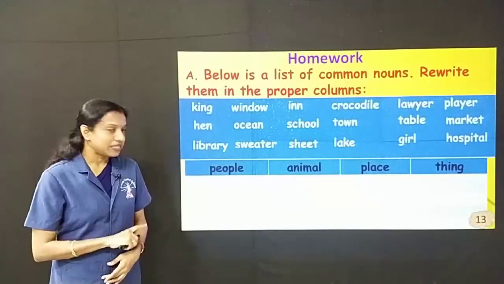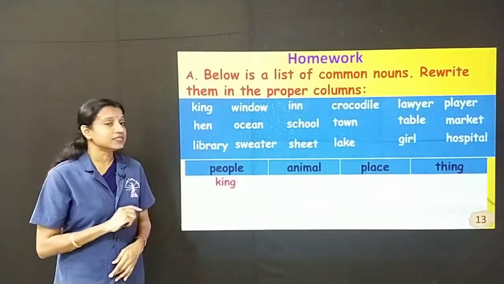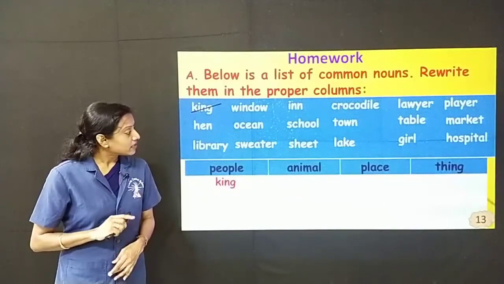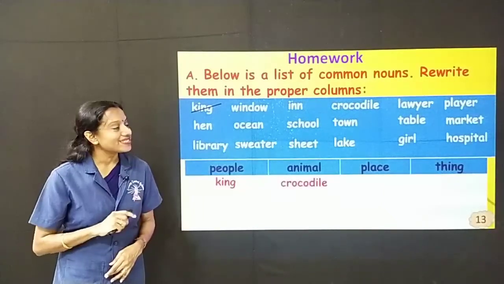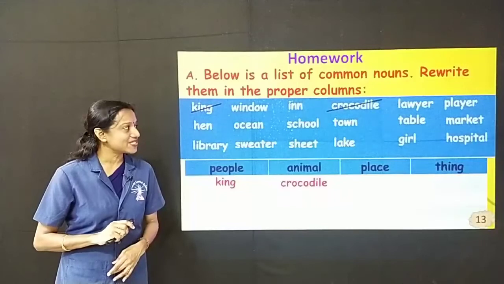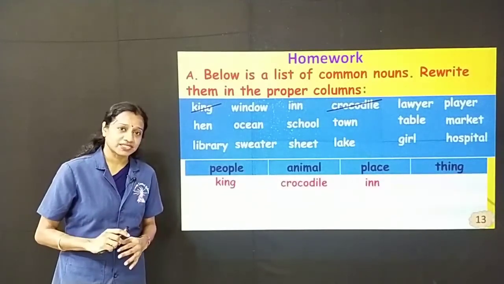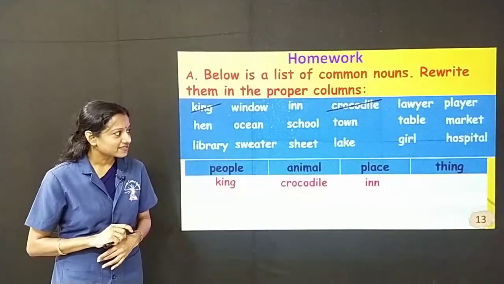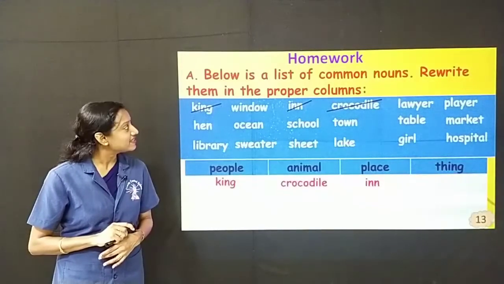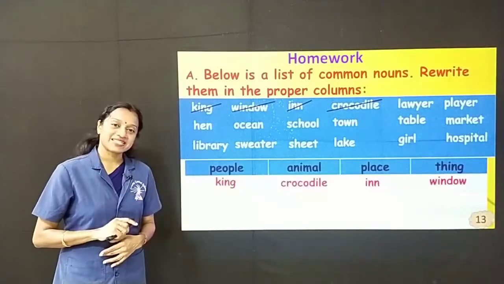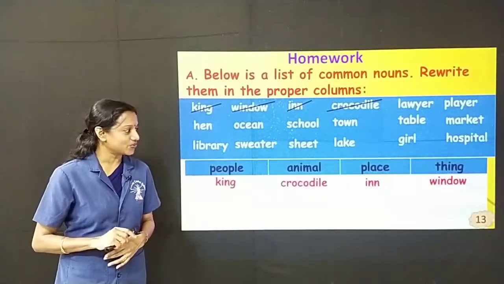So the first one, people. King is a people, so I will strike it out. Animal: animal is a crocodile, so I am going to strike it out. Place: it's an inn, it's a small hotel. And thing: thing is a window, so I am going to strike it out again. The rest children, you will have to do for your homework.